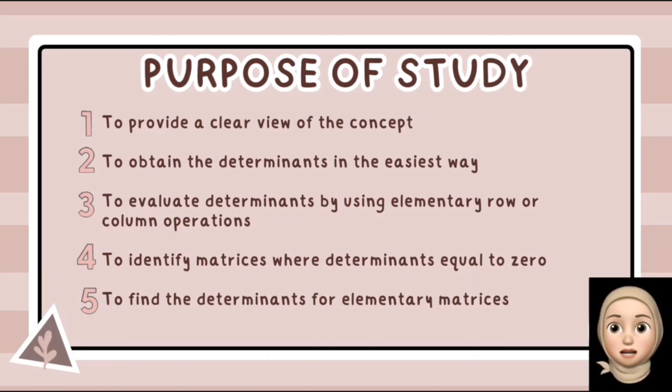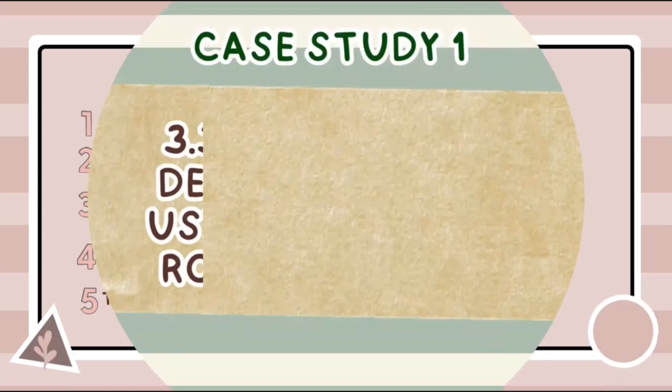Purpose of study. First, to provide a clear view of the concept. Second, to obtain the determinants in the easiest way. Third, to evaluate determinants by using elementary row or column operations. Next, to identify matrices where determinants equal 0. And last, to find the determinants for elementary matrices.